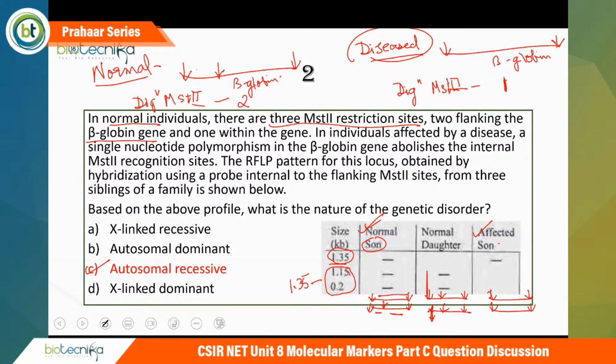Okay, I hope you all understood. Now again, as you see here, it is only analysis we have to do.